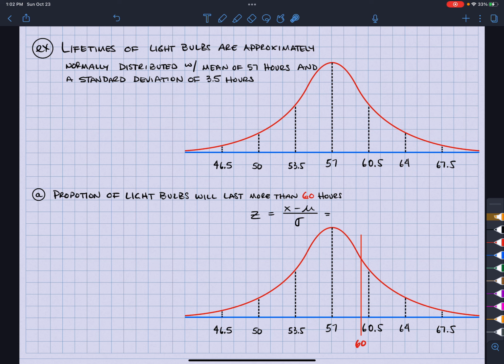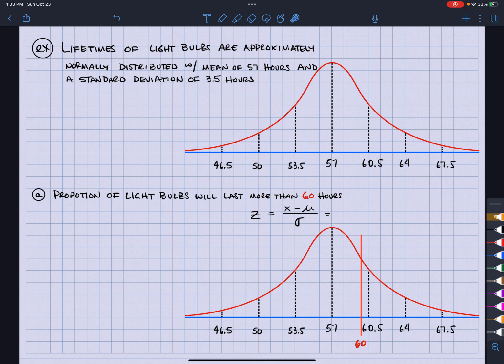All right, so today we're talking about different applications with normal distribution. If we look at this problem right here, it says lifetime of light bulbs are approximately normally distributed with a mean of 57 hours and a standard deviation of 3.5 hours. That's no big deal. You can just draw the normal curve and put down 57, add 3.5, add 3.5, add 3.5, subtract 3.5, subtract 3.5, and subtract 3.5, and you got this, right?